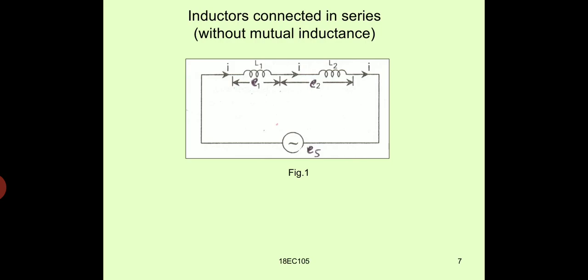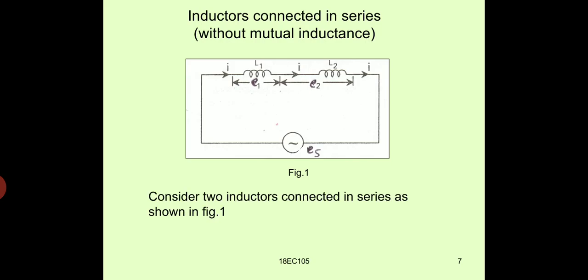So let us consider this. Now there are two inductors connected in series as shown in the figure, that is L1 and L2. The current I is flowing through both the inductors. The voltage E1 is dropping across the inductor L1 and E2 is the voltage dropping across L2, and ES is the source or the signal voltage. That applies to both the combinations.